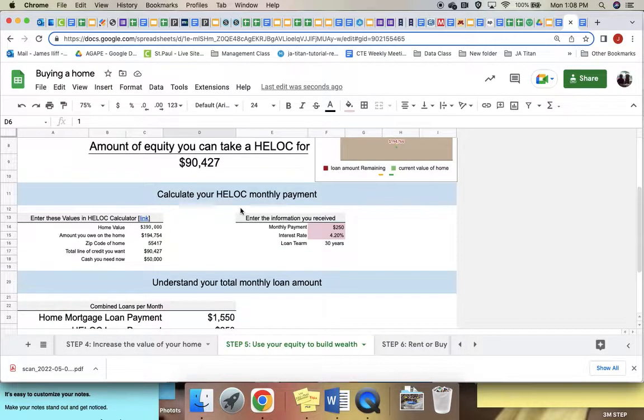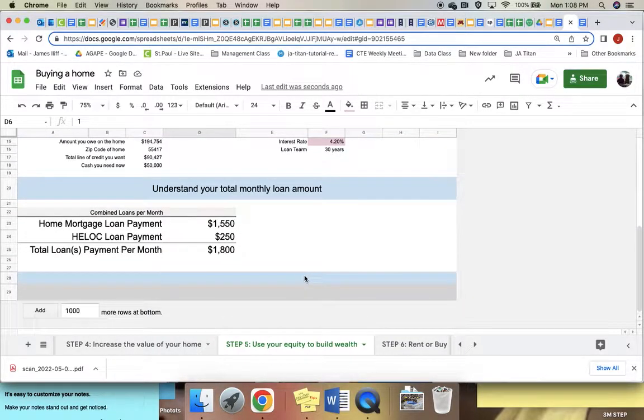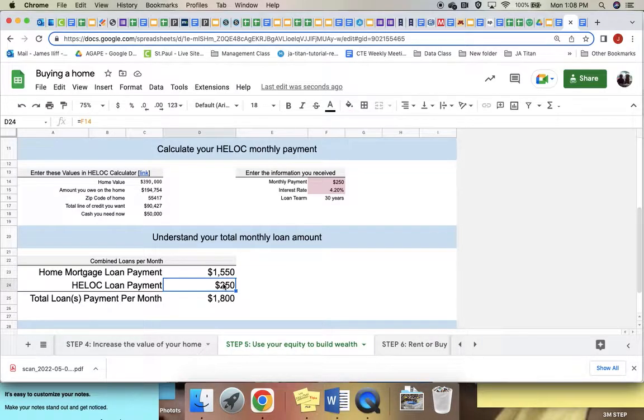Well, to pay for that remodel, they're going to have to take out another loan. We generally call it a HELOC, home equity line of credit loan, and so they're going to use this calculator here to calculate how much they're going to need to take out and what their interest rate is going to be. And what's fun about this is it's going to show them, hey, if you do this, it's going to add $250 a month to your mortgage.